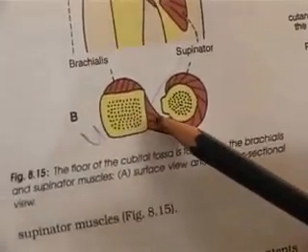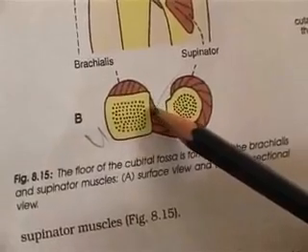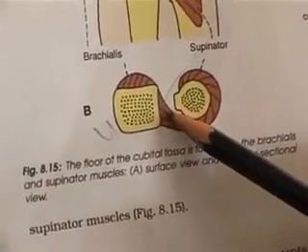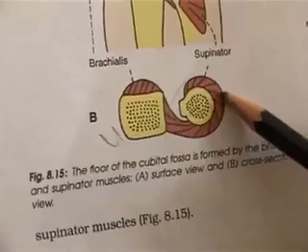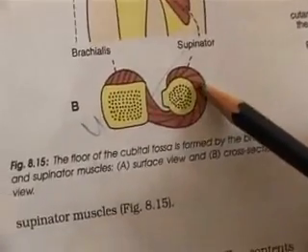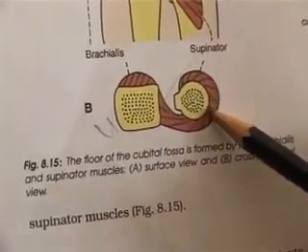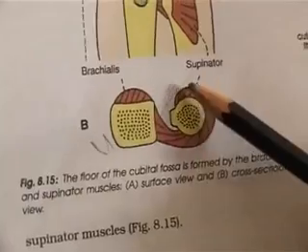The origin of supinator is below the radial notch of ulna, from the ulna, and it embraces the whole of radius on the posterior surface, lateral surface, and to the anterior surface, so that the act of supination can be done efficiently.